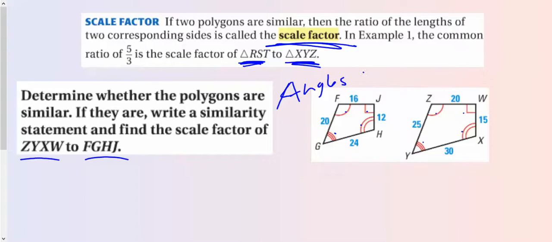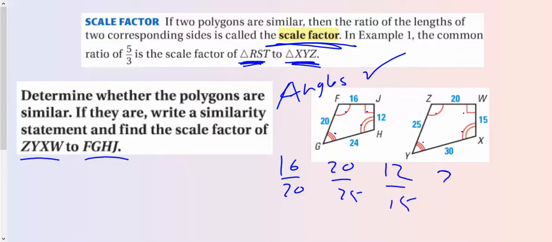Angles, check. Now they're side lengths, so I have to go 16 over 20, and then 20 over 25, and then 12 over 15, and 24 over 30. If I reduce all of those, I'm going to divide the first one by 4 and get 4 to 5. Divide the second one by 5 and get 4 to 5. Divide the third one by 3 and get 4 to 5. Divide the fourth one by 6 and get 4 to 5.